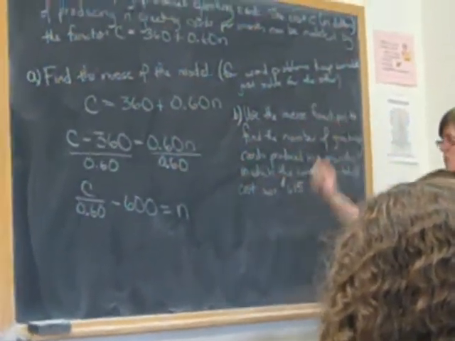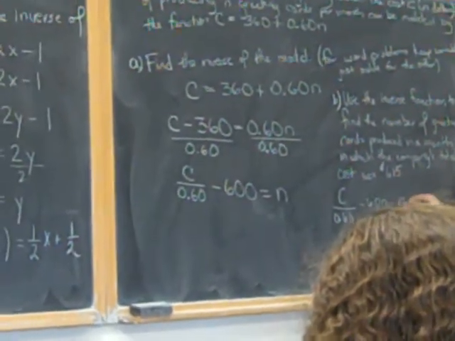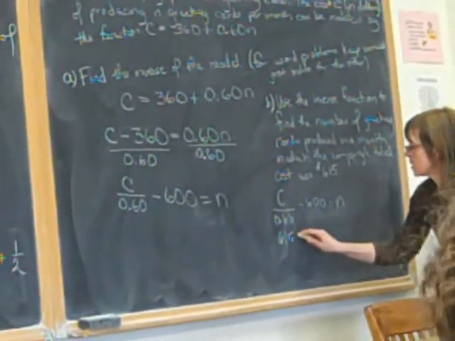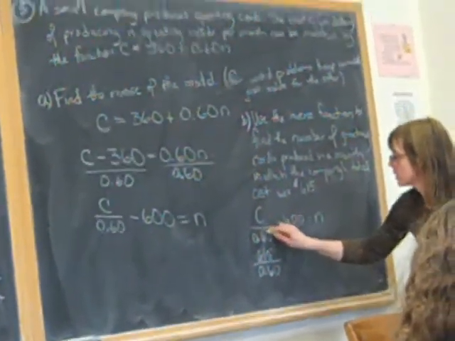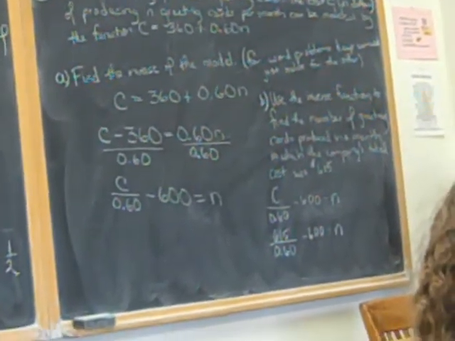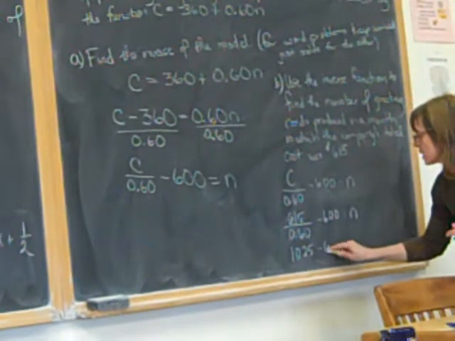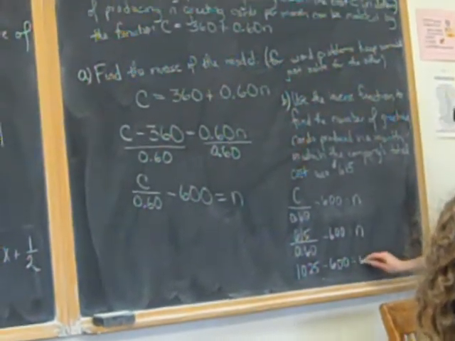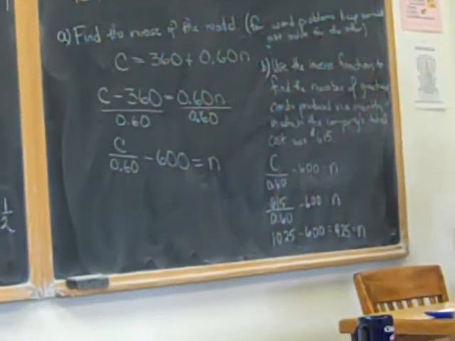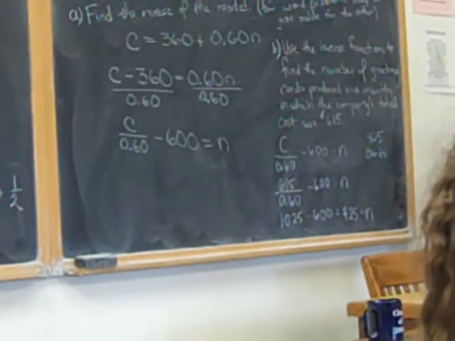So it says use the inverse. So we're going to use C divided by 0.60 minus 600 equals n. And we're going to replace C with 615. So we'll do 615 divided by 0.60 minus 600. And 615 divided by 0.6 is 1025. 1025 minus 600 is 425. So how many cards were produced if their cost was $615? 425 cards.